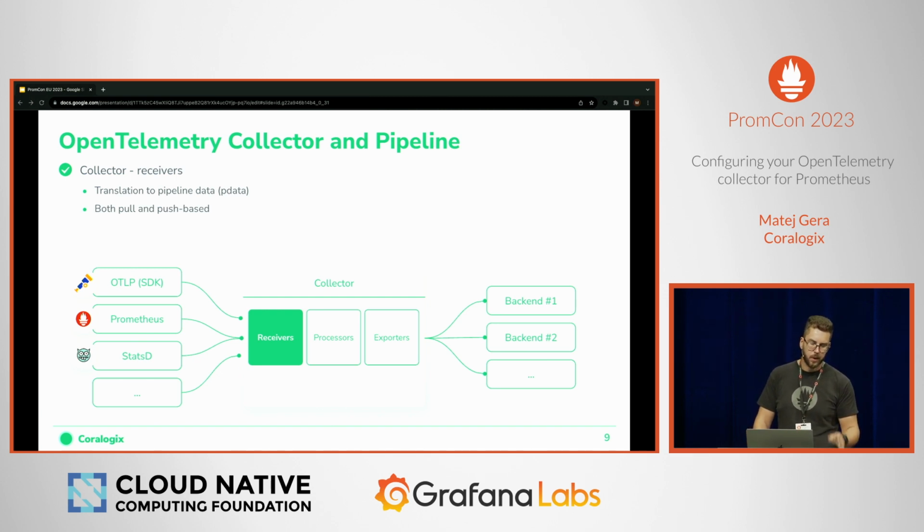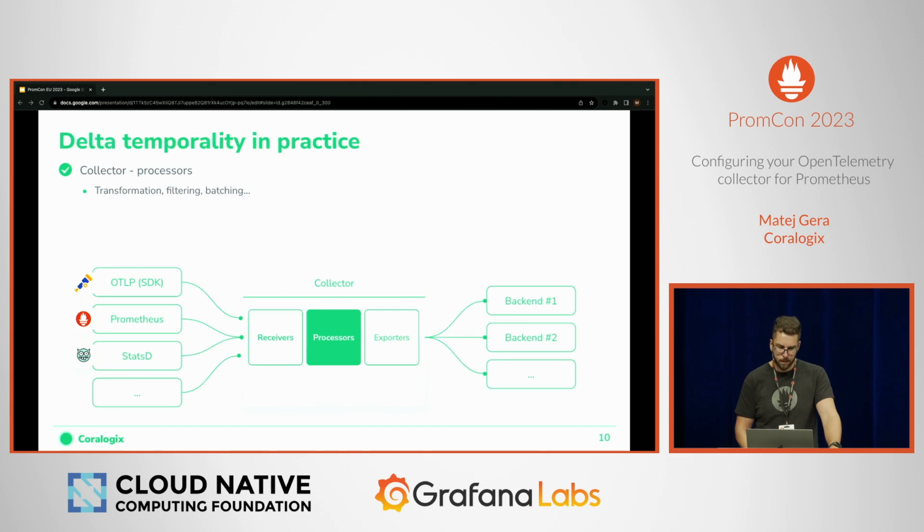So we have receivers that use both pull and push-based approaches. This is again something that won't be changing from what you're used to in Prometheus. We'll still see the Prometheus receiver using the pull-based approach, so it will be just scraping the data. But in addition, if you have some other protocols, which might be push-based, you also have push-based receivers in the collector.